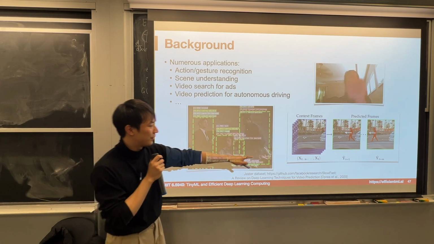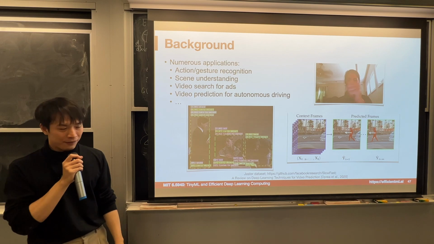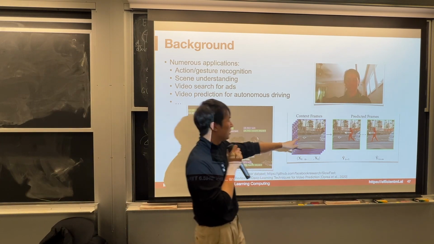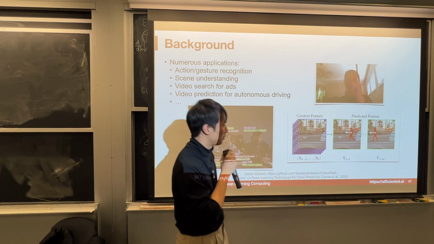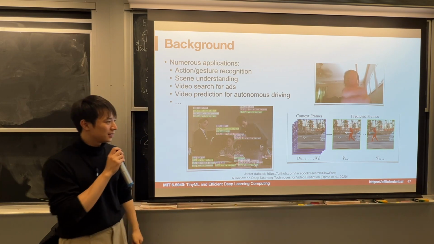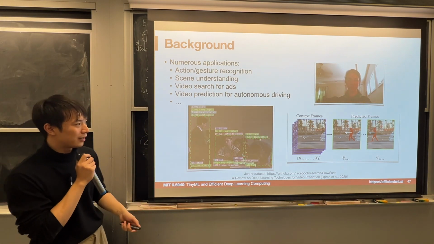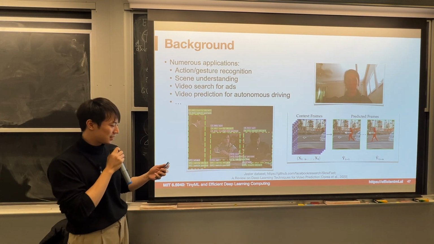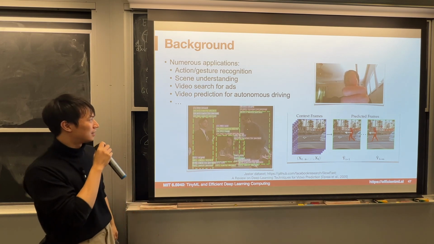And here is the video prediction for autonomous driving. So for example, here is a person. We want to predict that the person is going to walk straight. So you don't want to hit the person. If you can predict it a few seconds earlier, you can make the decision earlier.